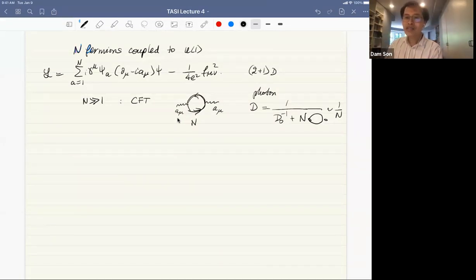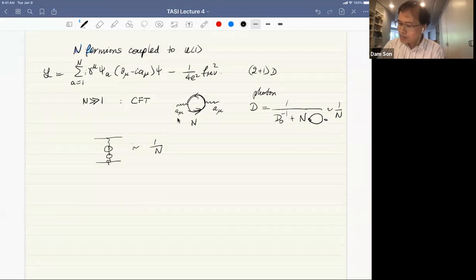And so the interaction between currents mediated by a photon line is suppressed by 1 over n. If I have 2 currents interacting with each other, I have to insert a lot of this fermion loop, and that introduces a 1 over n. So effectively, the theory is weakly coupled in the large n limit, and we can understand everything about this theory. In particular, one can compute all critical exponents at the fixed point.